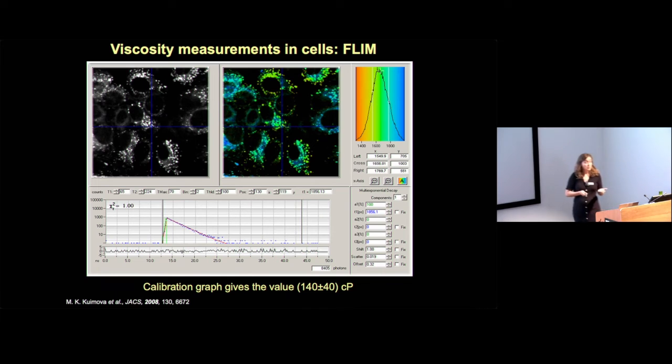Okay, so when we add our rotors to cells, if we design them in the right way, they internalize and they can stain certain organelles. In this case, endosomes are stained in this HeLa cell line, and we can record the fluorescence decay, which then can be calibrated to a particular viscosity value. So here the value is about 140 centipoise, which is 100 times higher than that in water.